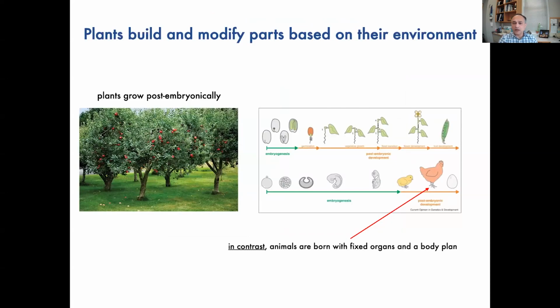So before I tell you about the light environment, since my lab is mostly interested in light, I want to remind you that plants build and modify their body parts based on their environment. If you look outside, or if you're around plants and trees, no two trees or plants look alike.